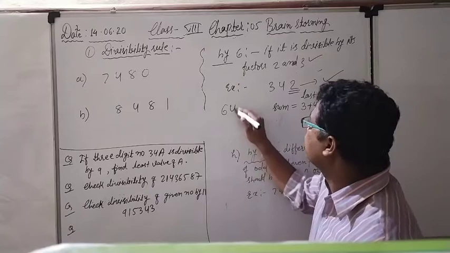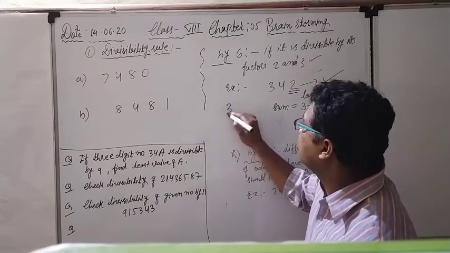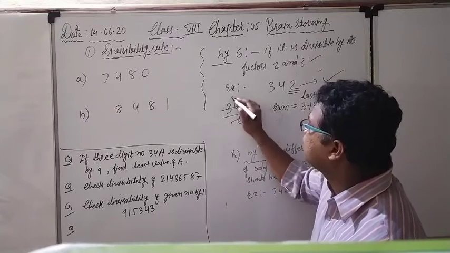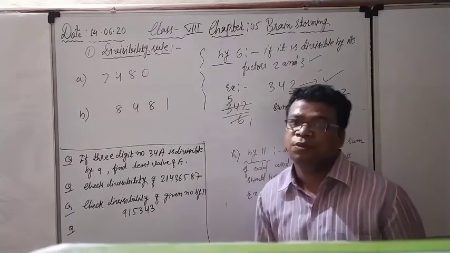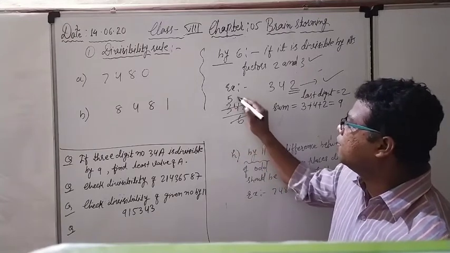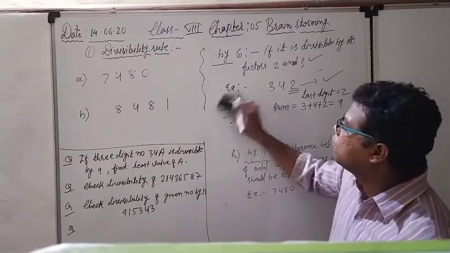Now if you want to check whether it is divisible by 6 or not, you can divide by 6. 6 1s are 6, 6 5s are 30. What is the remainder? 4. 4 and 2, 42. 6 7s are 42. In this way you can check it also.